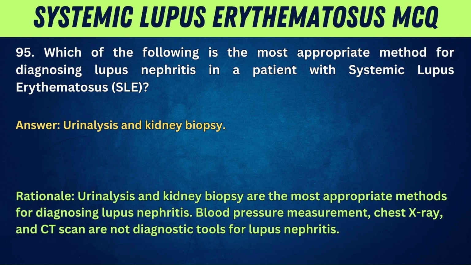Rationale: urinalysis and kidney biopsy are the most appropriate methods for diagnosing lupus nephritis. Blood pressure measurement, chest X-ray, and CT scan are not diagnostic tools for lupus nephritis.